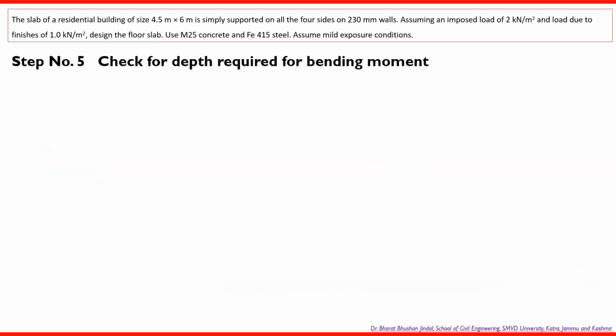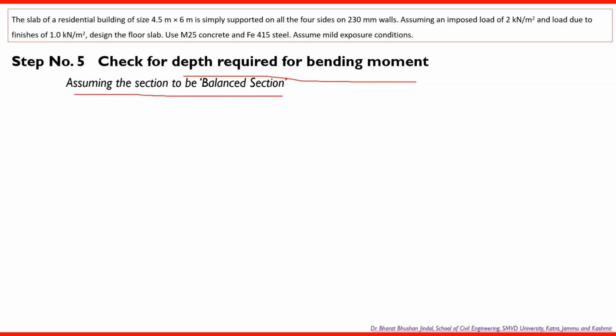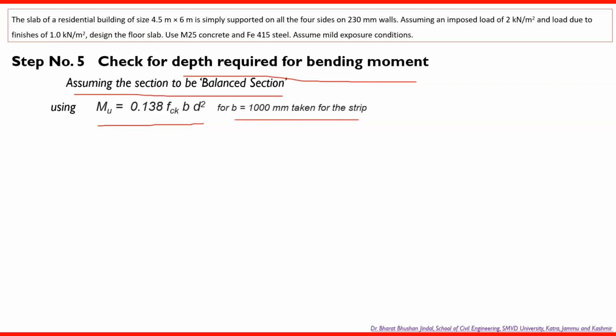Now in step number 5, we are going to discuss how to apply the check for depth required, which will be able to take care of the bending moment. Again, we are assuming that the section we are going to design will be a balanced type of section, and we can use this formula for the ultimate bending moment, that is 0.138 fck b d square. Since we are going to design a strip along each direction, along the shorter span as well as the longer span, we take the width equal to 1000 millimeter.